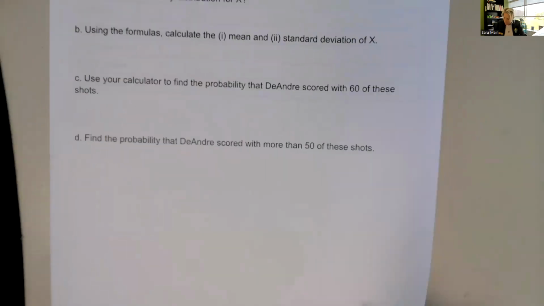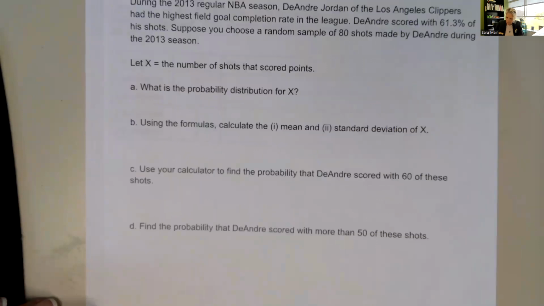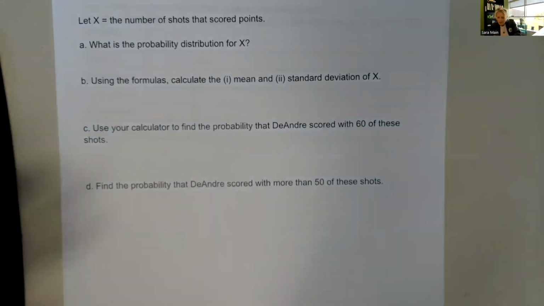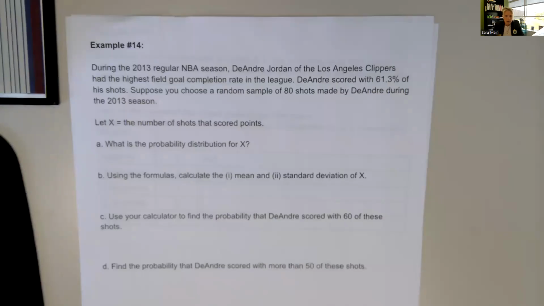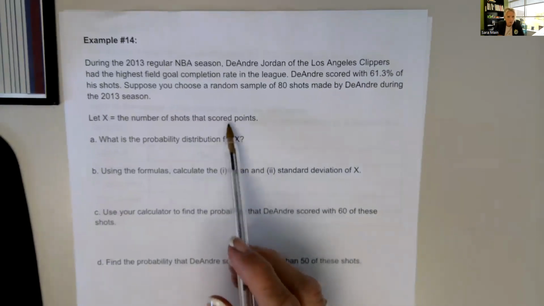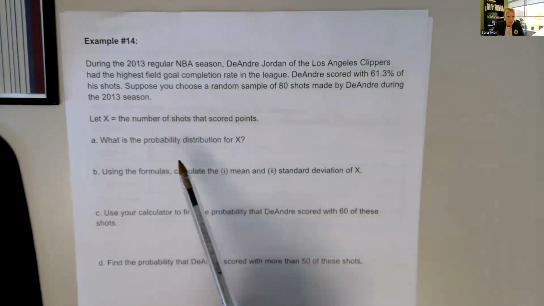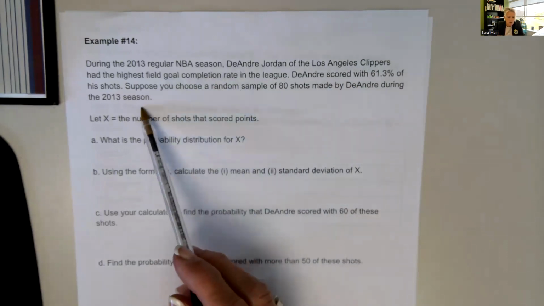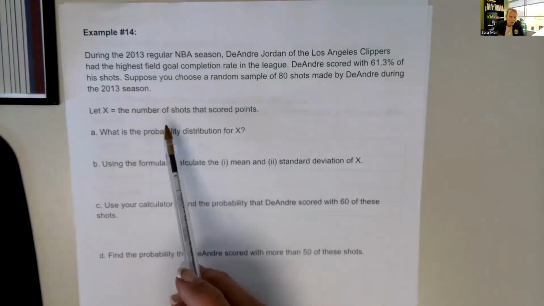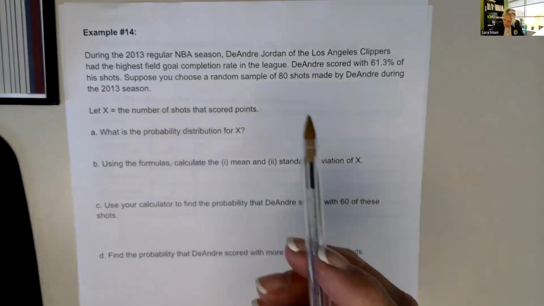And the last example for, oh, no, we have 2 more. Sorry about that. Example 14, I should say. So during the 2016 regular NBA season, DeAndre Jordan of the LA Clippers had the highest field goal completion rate in the league. DeAndre scored 61.3% of his shots. Suppose you choose a random sample of 80 shots made by DeAndre during the 2013 season. X is the number of shots that scored points. What is the probability distribution of X?